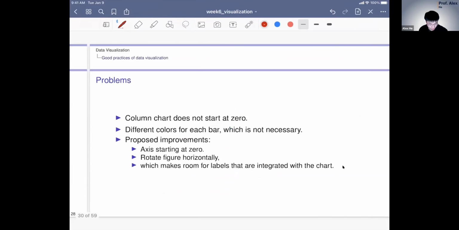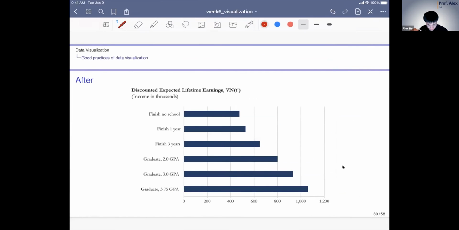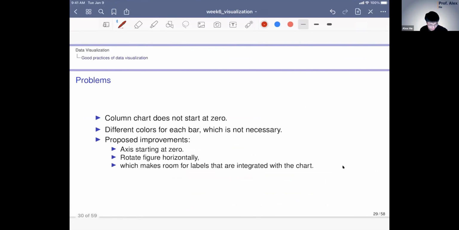So what we could do is to also flip this figure horizontally. And then we're doing several changes here, right? So first of all, the axis now starts from 0. So then if you look at the lowest group and the highest group, it's not so dramatically different. Although you can still see that it's maybe 2 or 3 times higher, which is the accurate number. And also we are flipping it horizontally, and that allows us to put these labels right next to the bars. And now if I want to see what is the wage for people who finish 3 years, I can just look at right here and it would be much easier. Okay, what else? I think that's it.